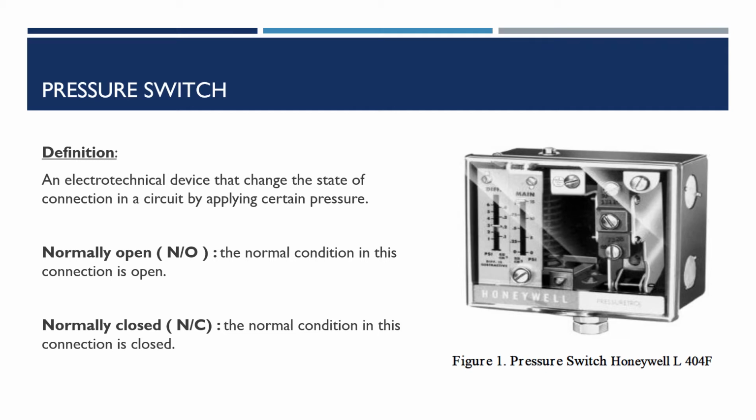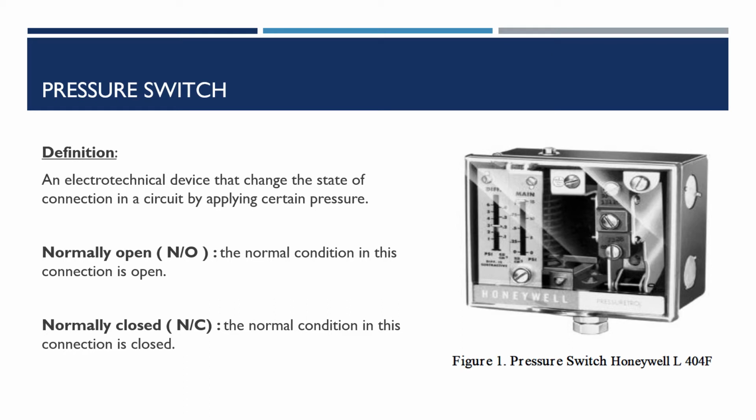So pressure switch basically is a kind of switch. If I want to define it, it's just an electromechanical device that changes the state of connection in the circuit by applying a certain pressure. If you're familiar with the typical switch that you have in your home, I have a switch to turn on the light, turn off the light, but I do this action by hand. In our case here, I'm gonna depend the action on applying a certain value of pressure, and this is basically the definition of pressure switch.